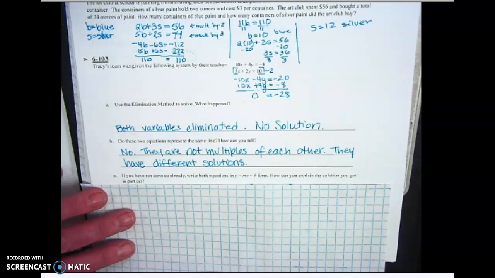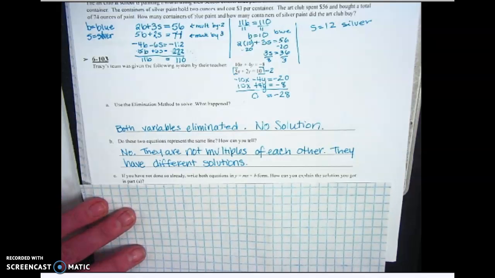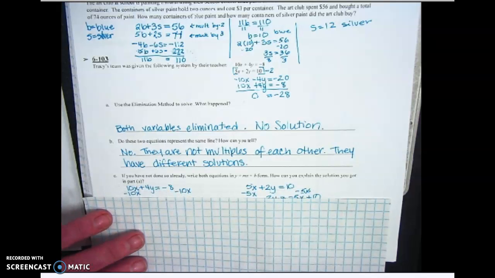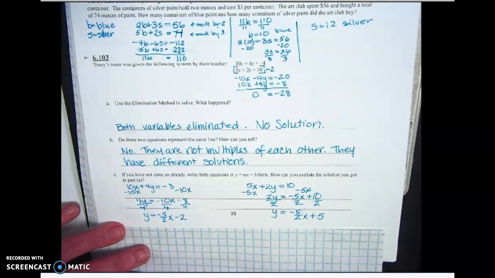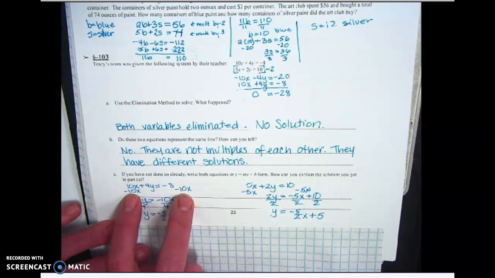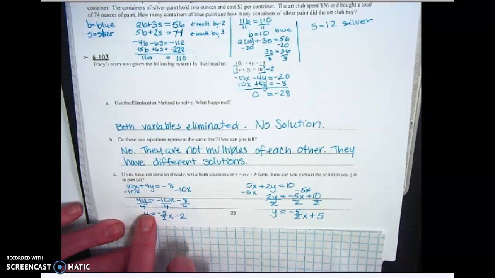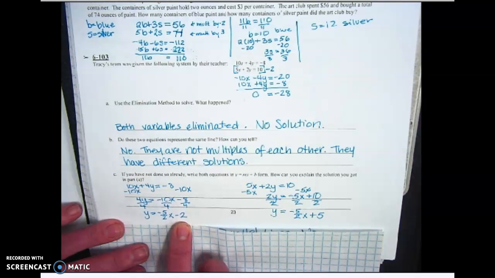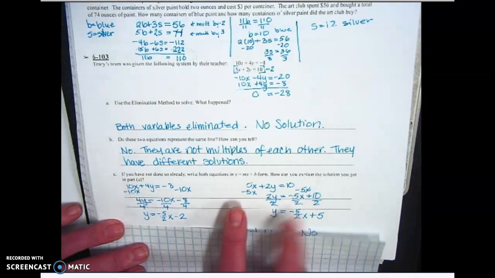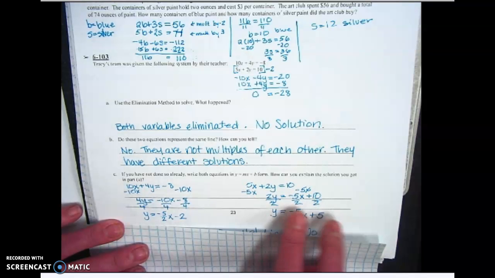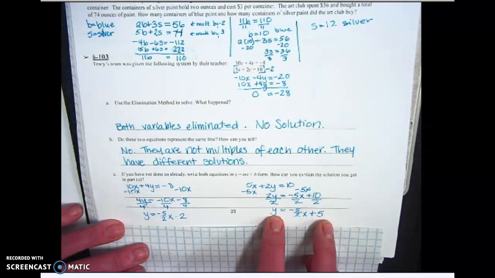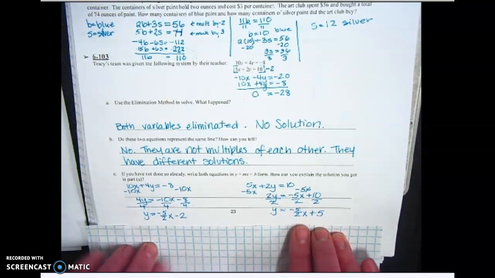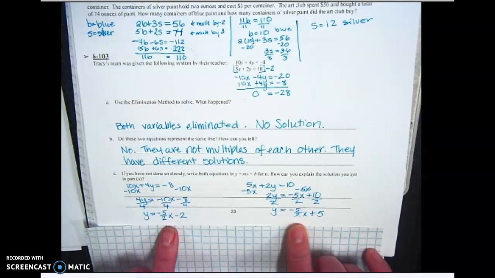Part C, if you haven't done so already, write both equations in y equals mx plus b form. How can you explain the solution you got in part A? Okay, so I took the first equation, I subtracted 10x from both sides, I divided everything by 4, and I put it in slope-intercept form. Then I took the second equation, I subtracted 5x from both sides, I divided everything by 2, and I put it in slope-intercept form. When they're both in slope-intercept form, what do you notice about those two equations?